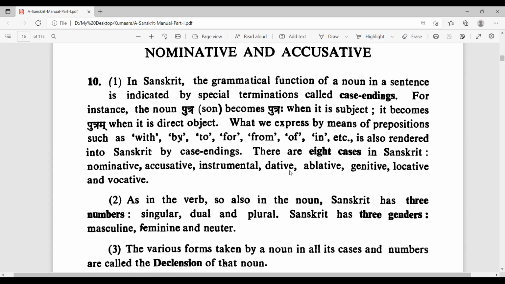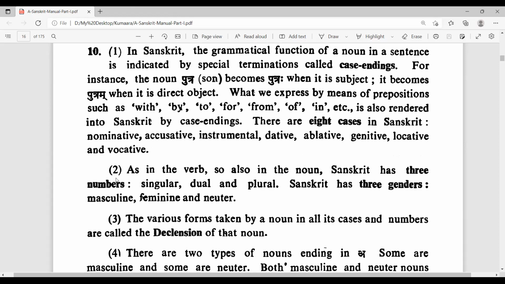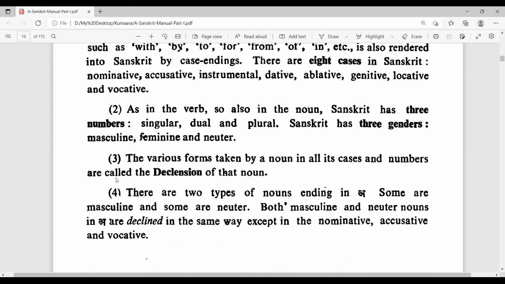Ablative and all, ablative, dative. No, no, no. Nominative is person. Instrumental, we know. Nominative, accusative, first. Instrumental, we know. Okay. Accusative is dvitiya. Dative, this is a new word, sampradana. Apadana is ablative. And genitive is shashthi vibhakti. Locative is saptami vibhakti. And sambodhana is vocative.